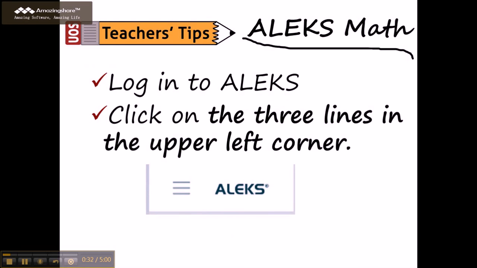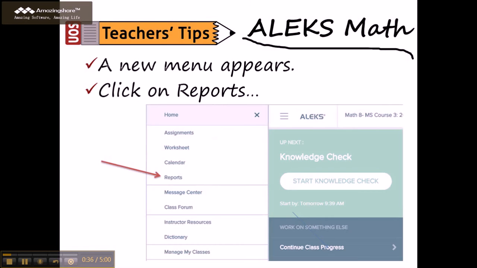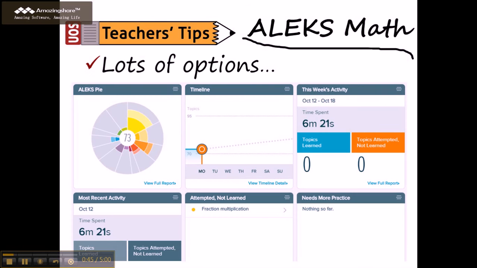Now you're going to click on the three lines in the upper left-hand corner. Once you do that, a menu will appear. Many options are available, but we're going to click on Reports. Once you click on Reports, there are lots of marvelous reports to help guide you as you help your student. You can see here we have the pie, the timeline, activity, and so on. The one that I want to focus the most on is the pie.